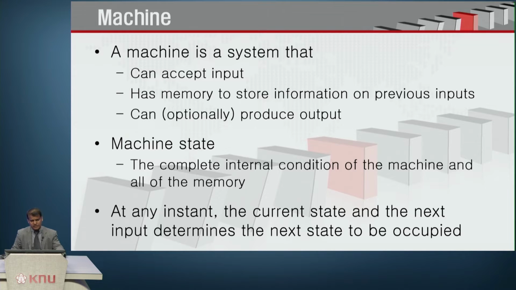Let's define the machine itself now. A machine is a system. And what is a system? This machine is a system that can accept input. So you can give an input to the system. It's not just giving input, it has a capacity to store information. In other words, it has memory. It has memory about the previous input.